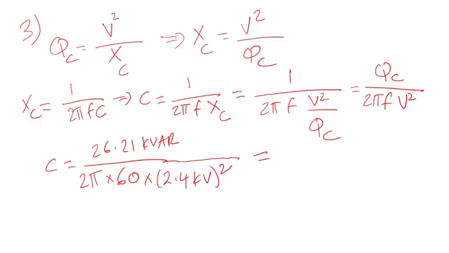If I took the single phase rating of the capacitor bank, I would have to use the line to neutral or per phase voltage. So you have to be consistent. So if you carry out the calculation, you get C is equal to 12.07 microfarad.